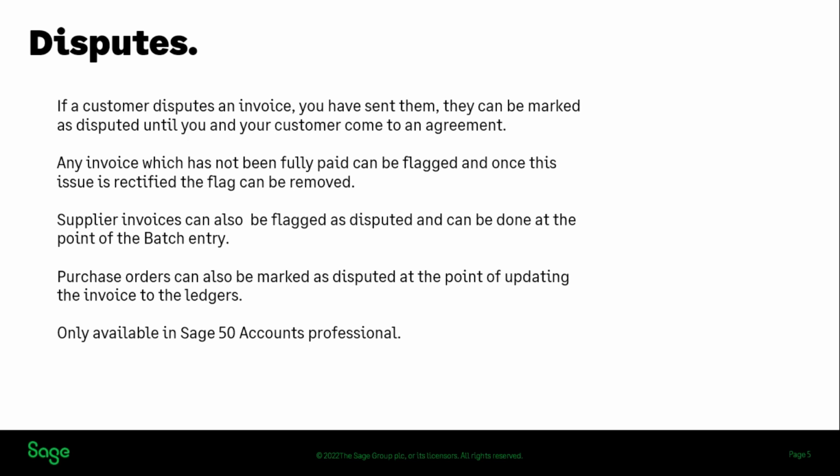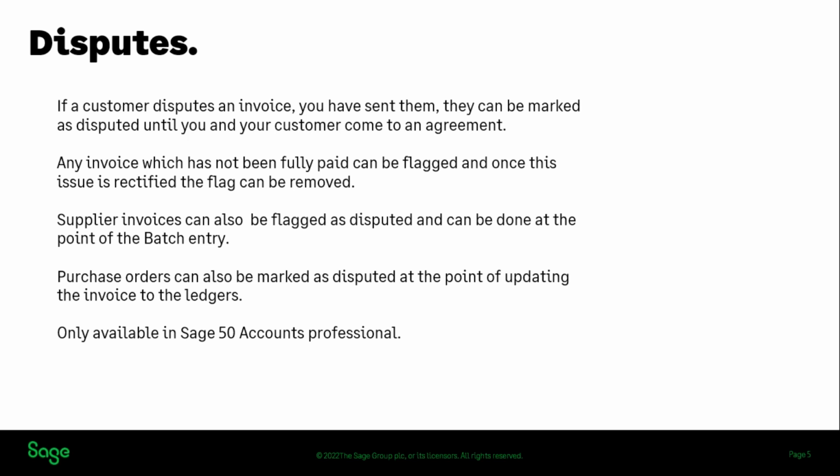So an invoice that hasn't been fully paid can be flagged, and then the flag can be removed once you've dealt with the issue with your customer or even your supplier. So supplier invoices can also be flagged as disputed, and these can also be done at the point of entry. Now, this was a new feature that came in version 28 last year, I believe. So what we now have the ability to do is to add it at the point of entry. So I'll show you that one today.